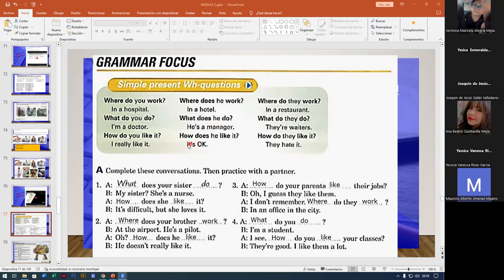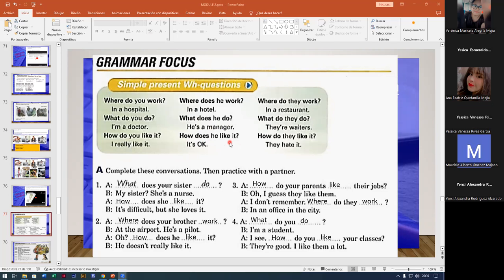What does he do? Let's repeat this one. How does he like it? Joaquin, are you there? Yes. How does he like it? How does he like it? Thank you. That's good. Okay. Mauricio, are you there? Okay. All right. So this one is okay.